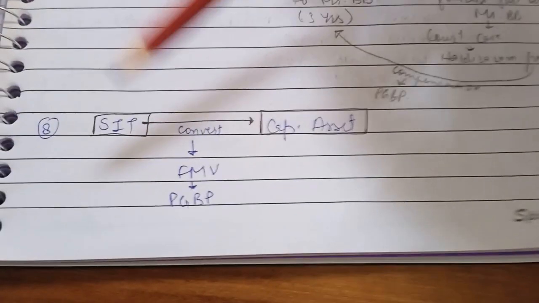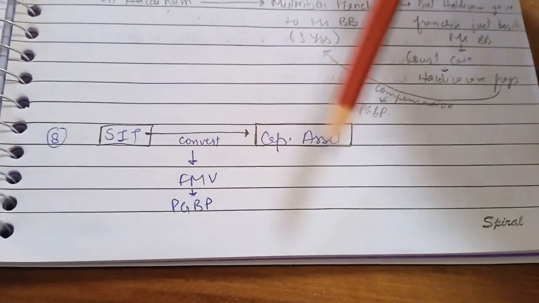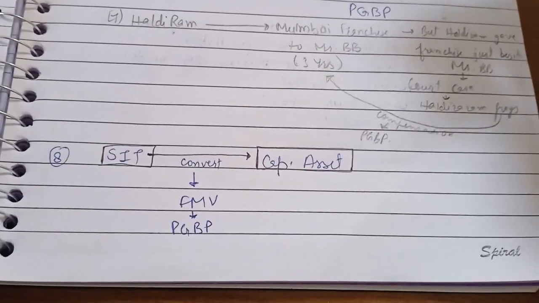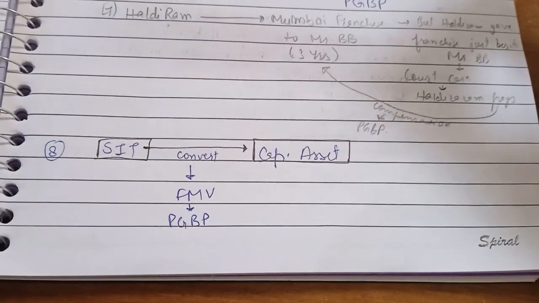After that, a simple one is when stock in trade is converted into capital asset. On conversion of the stock in trade, the fair market value is treated as the business income.